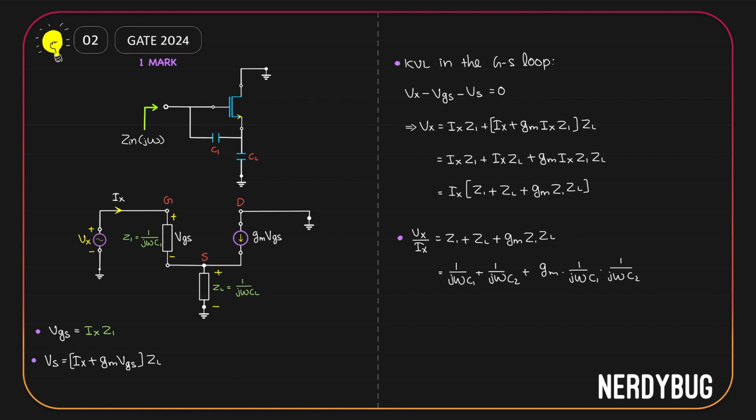In the third term, we have 1 by j omega C1 multiplied by 1 by j omega CL. j multiplied by j is j square, which is minus 1. Omega multiplied by omega will become omega square. So this whole thing can be written as negative 1 by omega square C1 CL. So Vx by Ix is 1 by j omega C1 plus 1 by j omega CL minus Gm divided by omega square C1 CL.